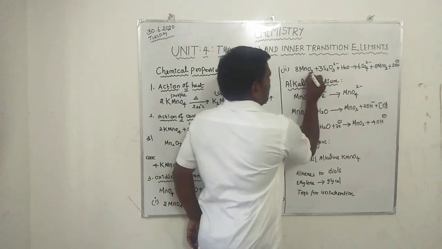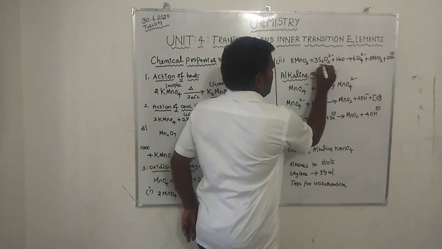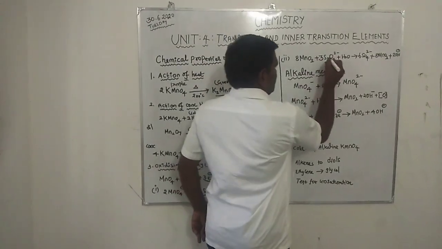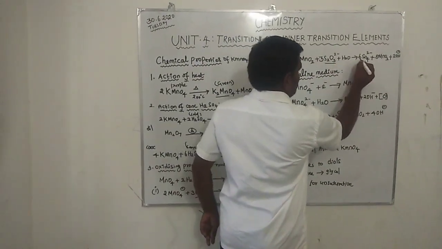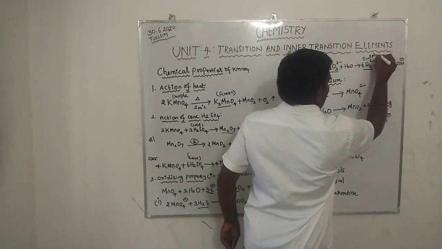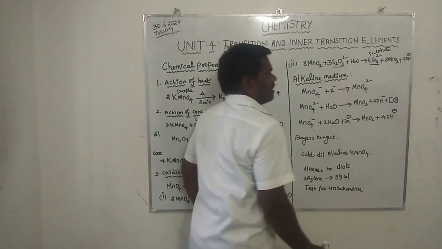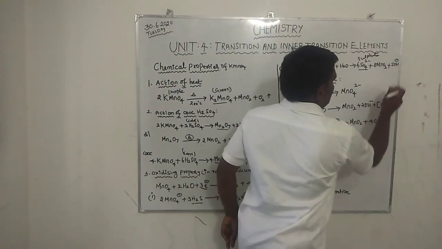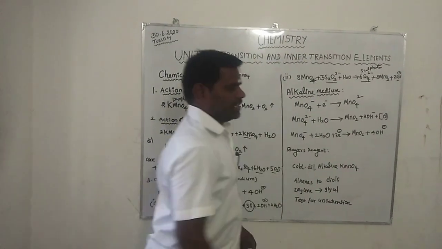Next one, here bisulfite ion treated with permanganate ion is converted into sulfate ion, and MnO2 and hydroxide ions are obtained.